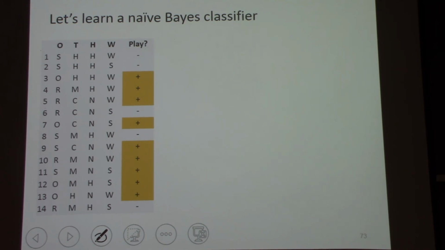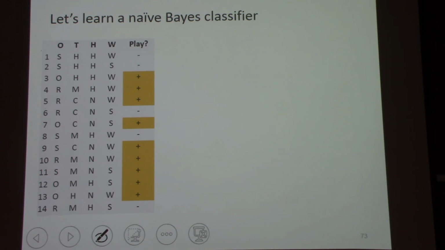Suppose I had to train a naive Bayes classifier for this tennis data set. The prior is the probability that play equals plus. That's simply counting the number of pluses. There are 9 pluses here. Divide by the number of examples. So 9 divided by 14 is the prior probability of the label being plus.